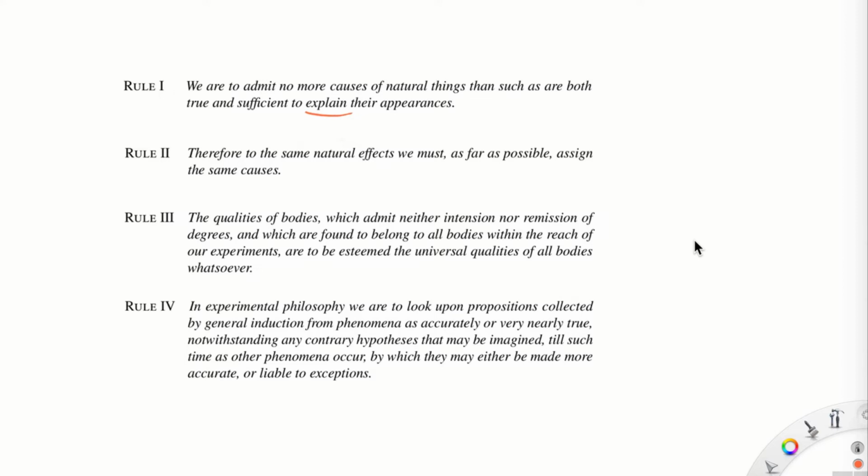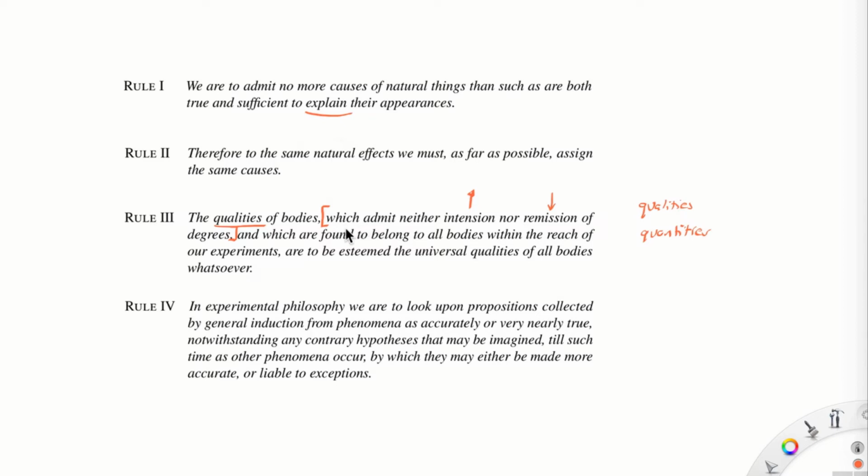So in order to understand this, let's make sure we understand the specific words he's using. So let's first of all look at, he's talking about the qualities of bodies. This is as opposed, so we have qualities of bodies as opposed to quantities. Okay, so that's a distinction that is being made here. And he says qualities of bodies, and you might think about this as being a parenthetical comment. The qualities of bodies which admit neither intension or remission. That is, they don't increase and they don't decrease in degree.